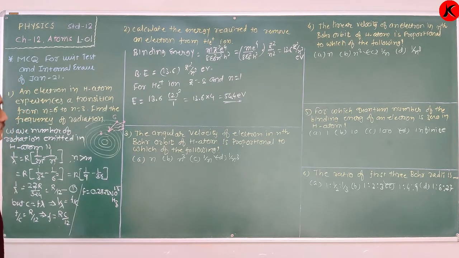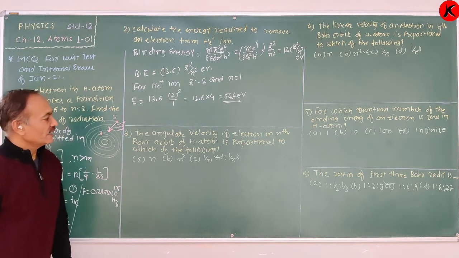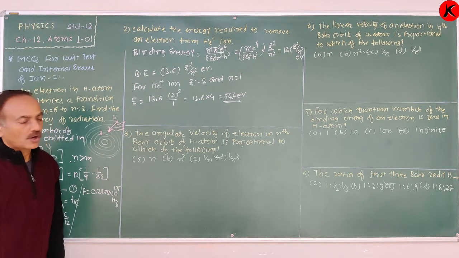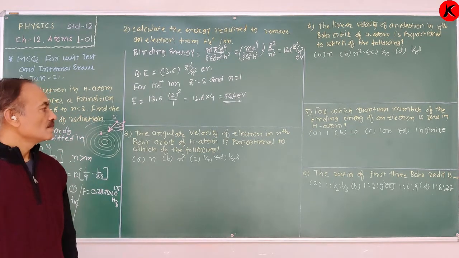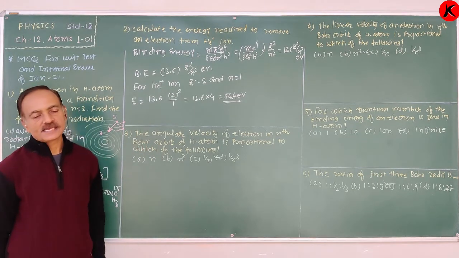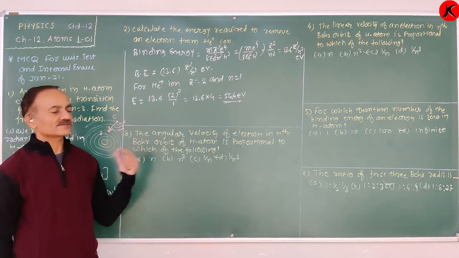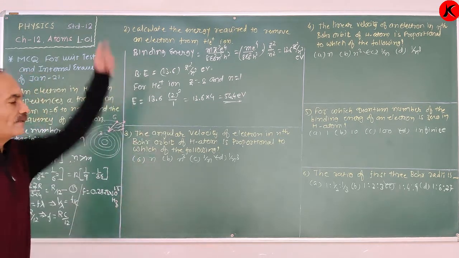Now, next, angular velocity of electron in nth Bohr orbit of hydrogen atom is proportional to which of the following?